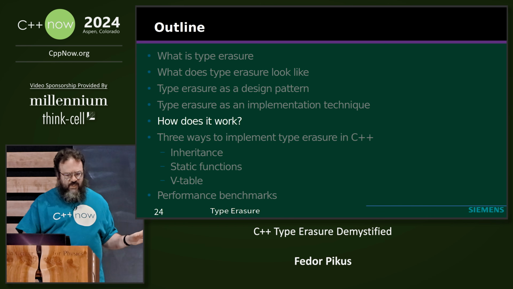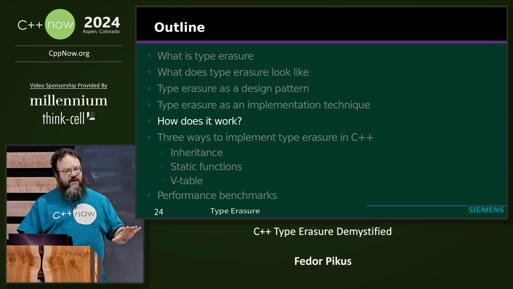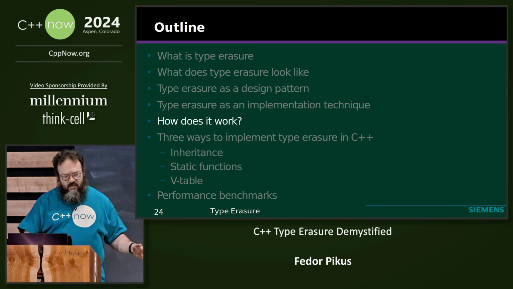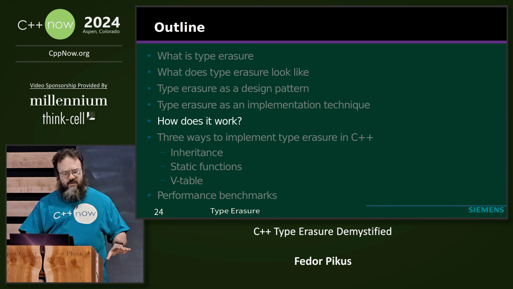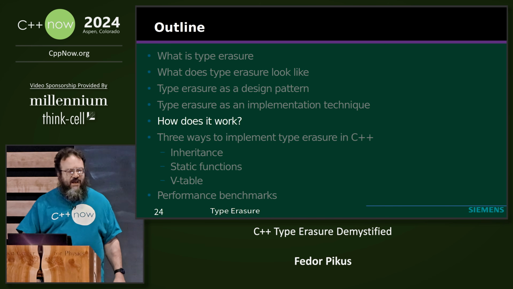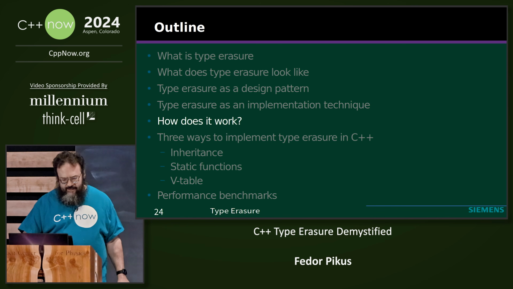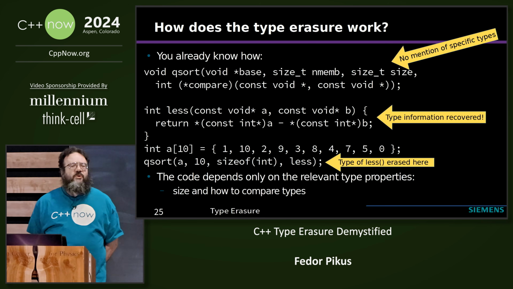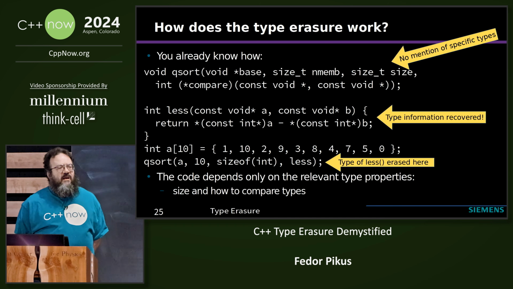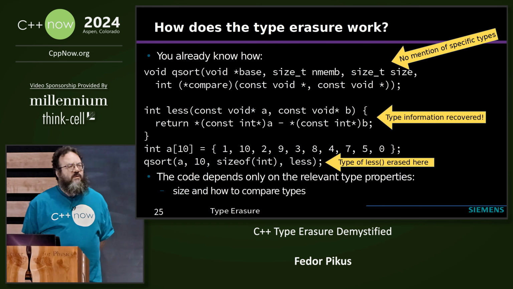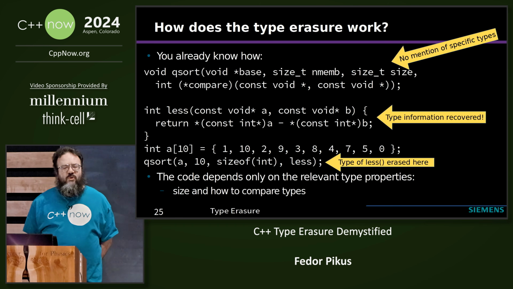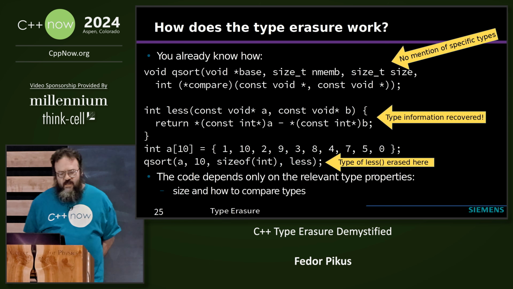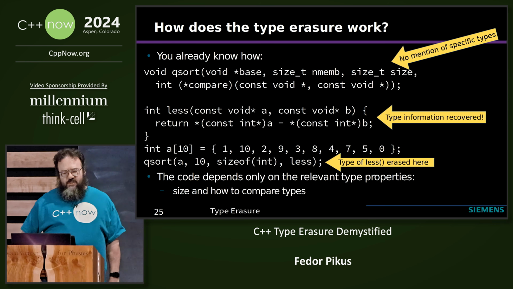dependencies. So I've shown you what it looks like. I've shown you what it's used for. Now the really interesting part is how does it actually work? You have actually seen this before. Anybody here programmed in C, not C++, but C? Okay, so you've used type erasure before. This is what type erasure in C looks like.